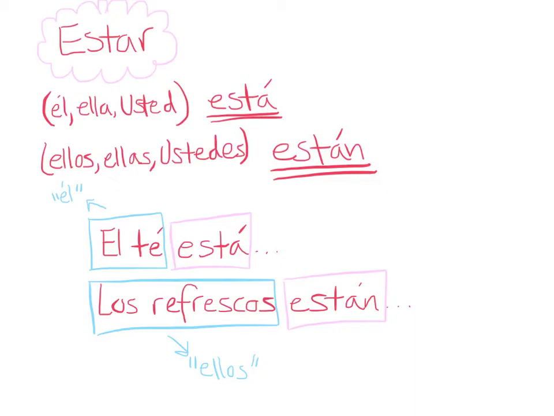Okay, in this next slide, you will see the verb estar. Estar is used to describe characteristics of food in the moment, what a food is like in the moment. For example, el té está or los refrescos están. Again, we either are using the form está or están to talk about food, and it just depends on whether you're talking about one food or more than one. In this case, el té is singular, los refrescos is plural.